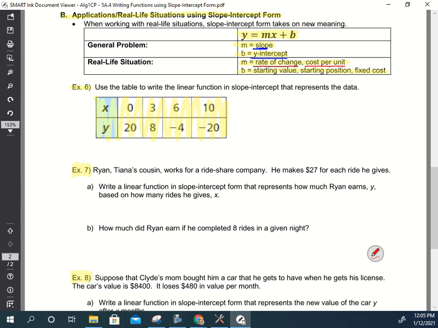The y-intercept is what you started with, or your starting position, or your fixed cost. So if Jovan has $500 in his bank account, then his y-intercept is $500, because that's what he started with. So if you're given a word problem, you have to interpret what it means. Y-intercept is what you're starting with. The slope is what's changing.